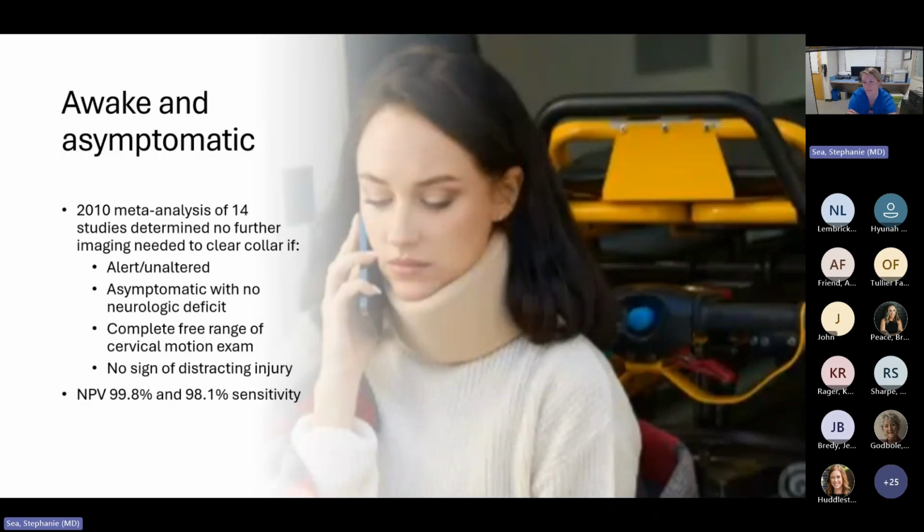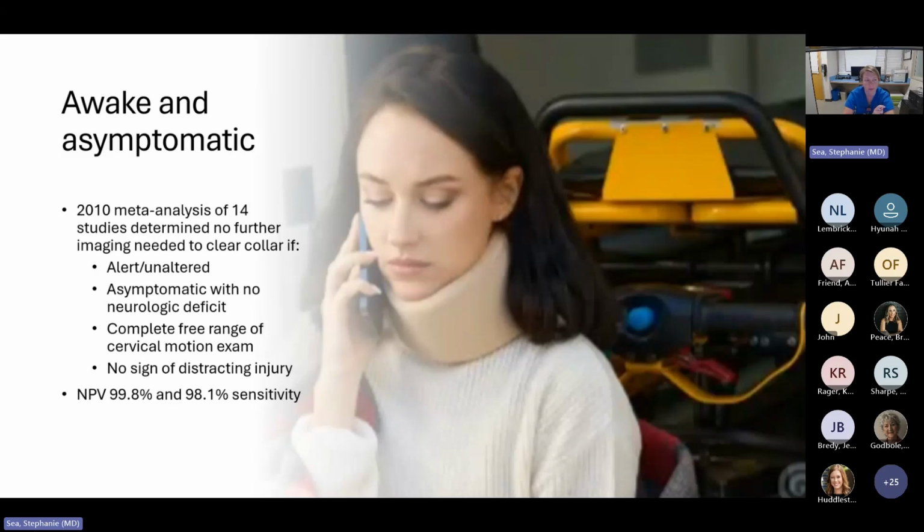They did a massive meta-analysis in 2010, looking at 14 different studies, putting together all of these NEXUS, CCR, and other studies to further determine if imaging was needed. And clearly everyone says no further imaging was needed to clear a collar if the patient remains alert and unaltered. So not intoxicated, not under the influence of any other drug use. If they're asymptomatic with no neurologic deficit, meaning they are moving all 4 extremities, they're not complaining of paresthesias, they have complete free range of cervical motion on exam.